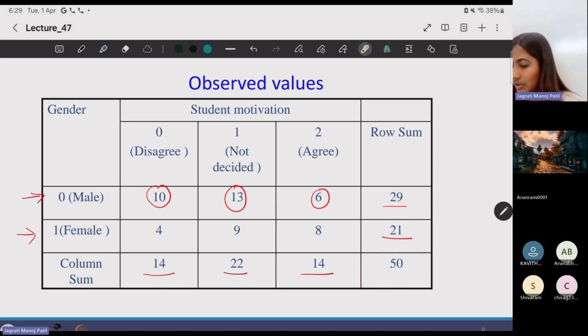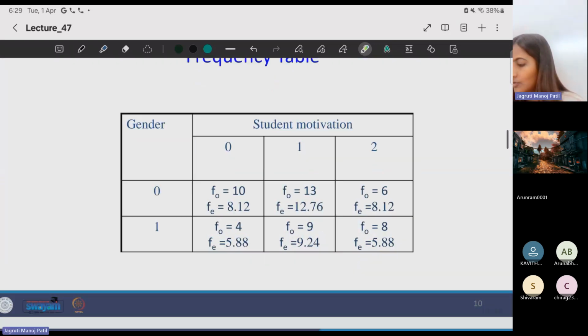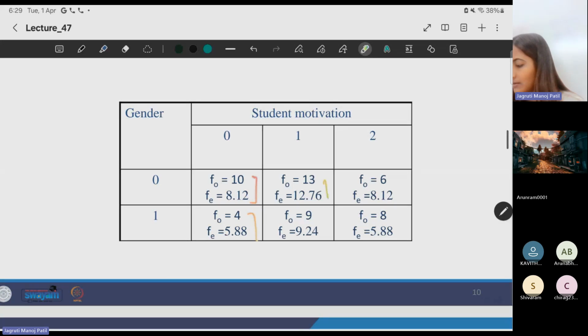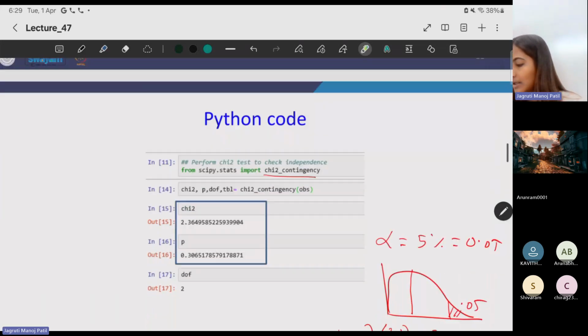For all of them, right? Because you only had these two variables, so here this is 2, and this is 3. Your degree of freedom would be 1 times 2, that is 2. Then you compute these things again, find the chi-square value, and see if they are dependent or not.